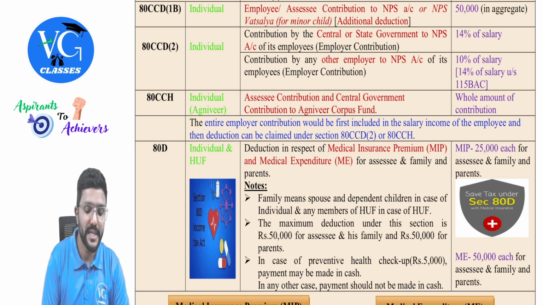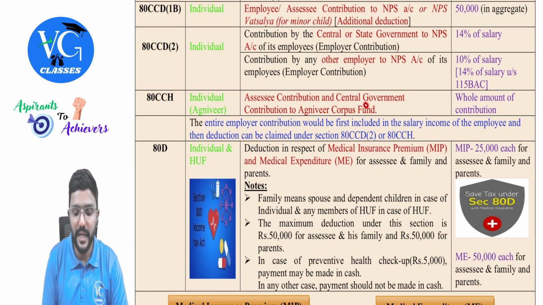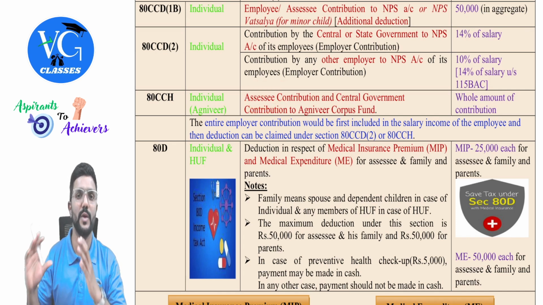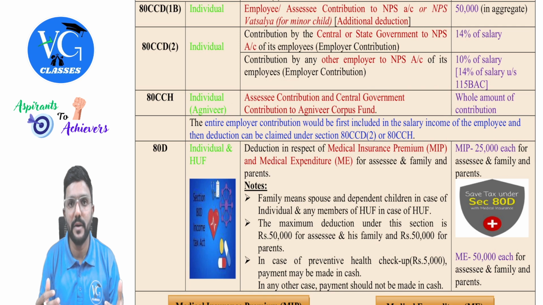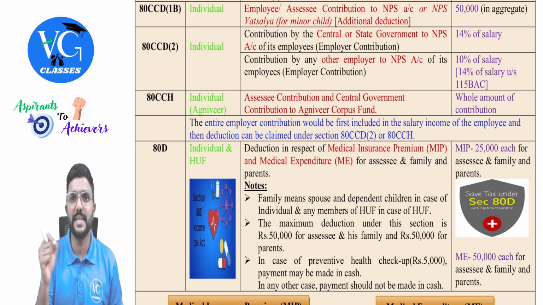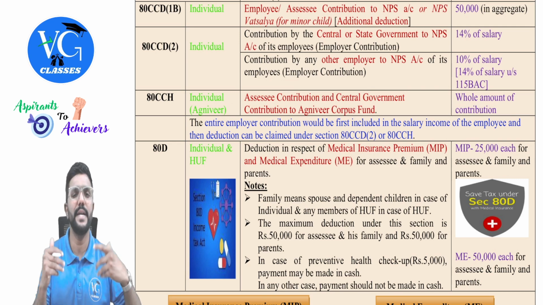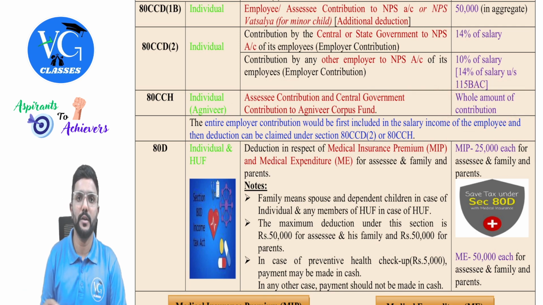Okay. Then section 80CCH, which talks about Agnipath scheme, assessee contribution as well as central government contribution. Central government is nothing but employer here. Two, Agnivir Corpus Fund. And here assessee is nothing but Agnivir, guys. So this is a scheme of central government for those who are working in Indian Army. So here both for assessee contribution, that is Agnivir, as well as employer contribution, which is central government, deduction is allowed. How much, sir? Whatever is the actual amount of contribution.